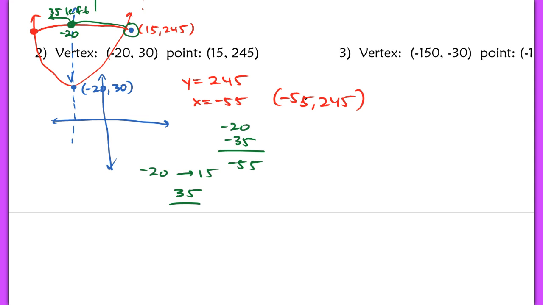Alright, so all you have left to do now is problem number 3. And if you didn't do the second graphing one on your own, make sure that you do that and then check with the key.